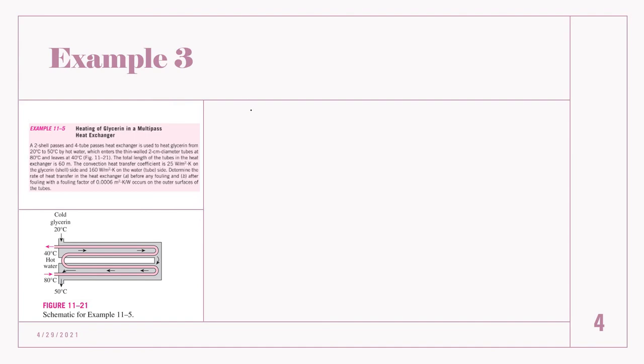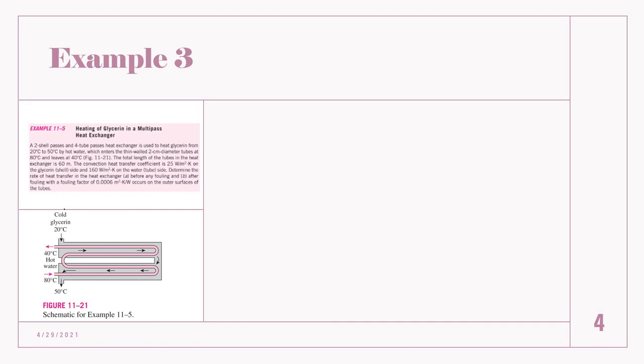So for this one, okay, we read the question first. A 2 shell passes and 4 tube passes heat exchanger is used to heat glycerin from 20 degrees Celsius to 50 degrees Celsius by hot water, which enters the thin wall 2 cm diameter tubes at 80 degrees Celsius and leaves at 40 degrees Celsius.